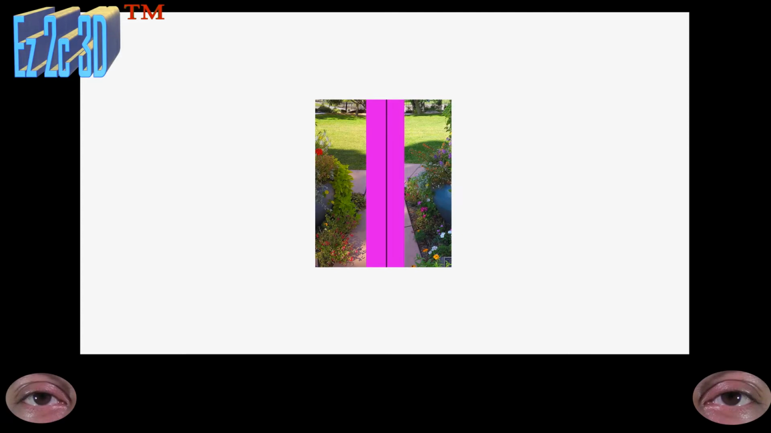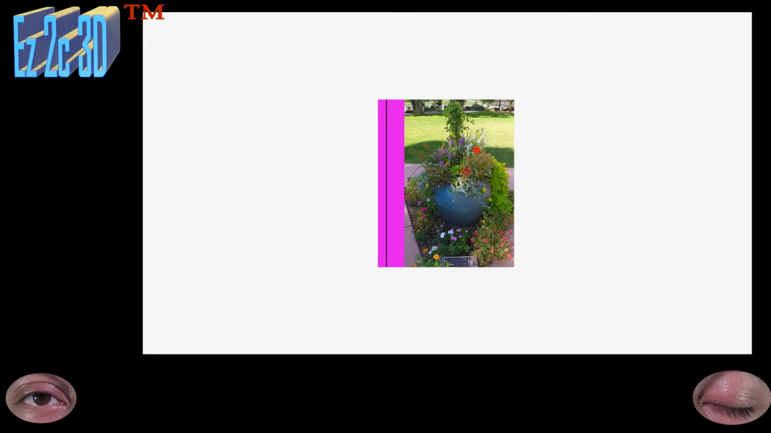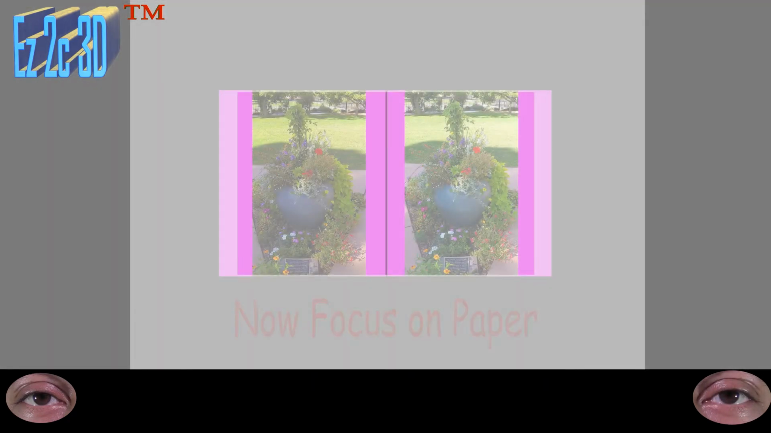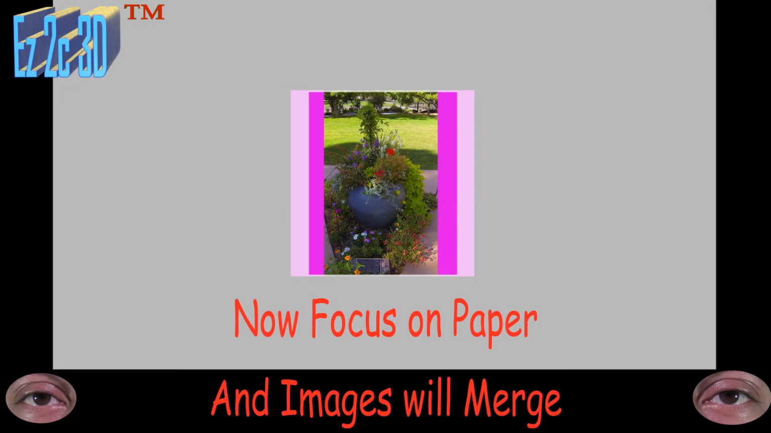Next, similar to producer's hands, close left eye and cover right image. Then do this with the other eye. You may have to bring the paper back and forth to align both images properly. Usually, this is around 7 to 8 inches away from the face. Open both eyes and you should see this. Remember, tilting the head, left or right, can sometimes help.